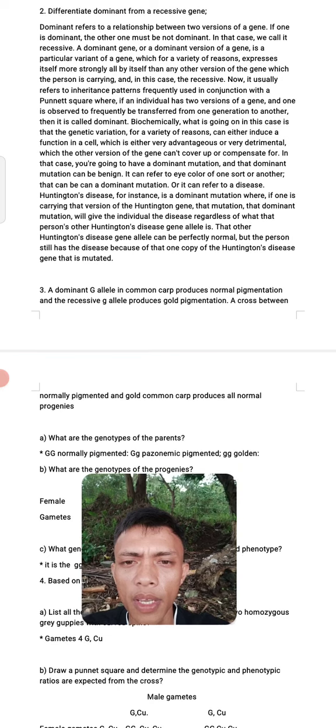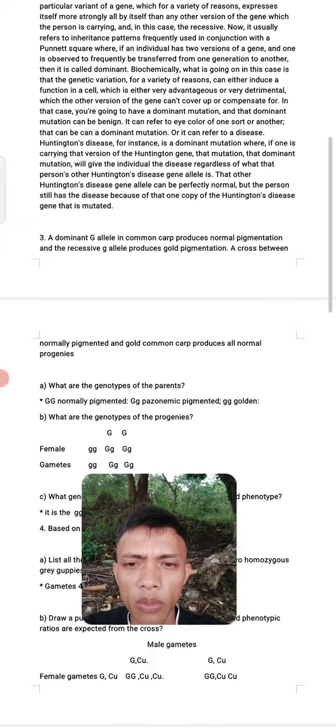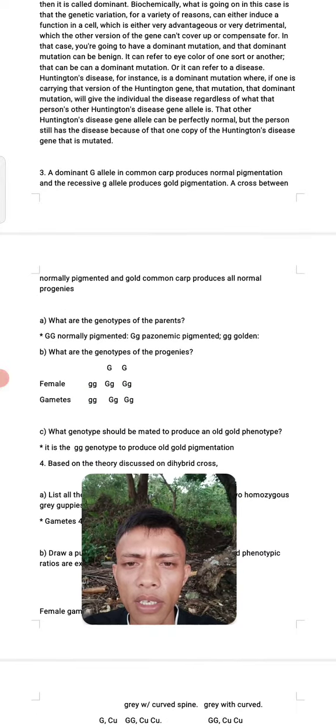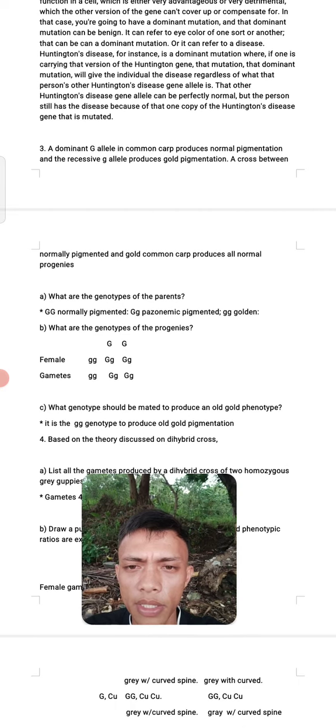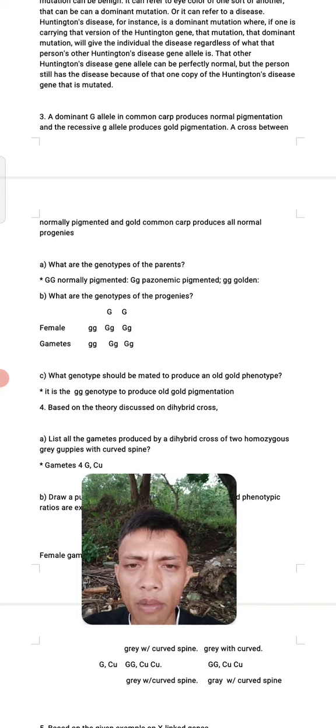Number 3 question: A dominant G allele in common carp produces normal pigmentation, and the recessive allele produces gold pigmentation. A cross between a normally pigmented and a gold common carp produces normal progeny. A. What are the genotypes of the parents? Here are the answers: GG, normally pigmented, and gg, golden. B. What are the genotypes of the progenies?